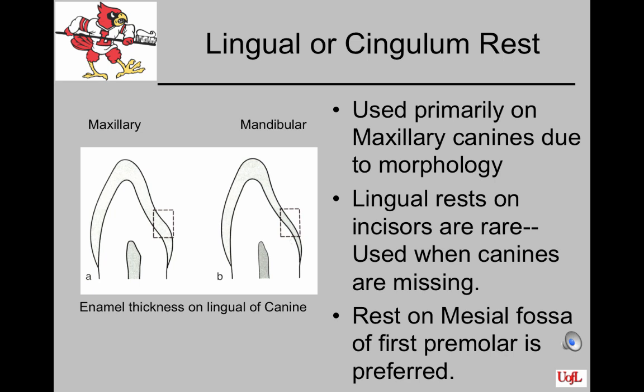You may find them on the maxillary central incisors periodically, but they are not used on the mandibular laterals or centrals, nor on the maxillary lateral incisors. The rest on the mesial fossa of the first premolar is preferred on that mandibular because there's no occlusion in that area and you don't have any problems with placement and running the risk of perforating the dentin.